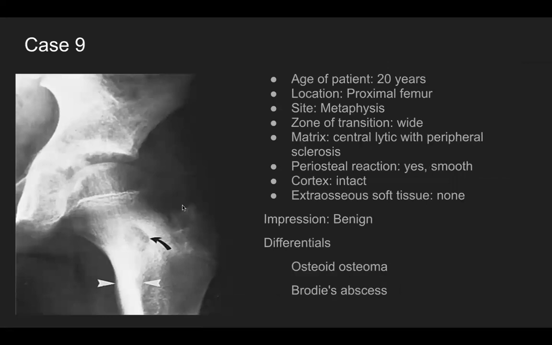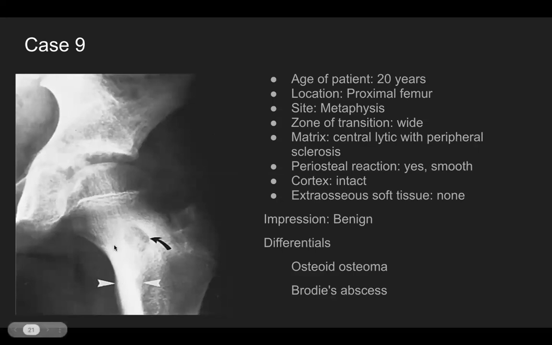Now, this is another case. This is a 20-year-old male with a lesion in the proximal femur metaphysis. We see a lytic tumor with maybe some nidus inside, and there is a wide zone of transition, and there is so much sclerosis outside. So we do not know till where this sclerosis is ending. Therefore, this tumor has a wide zone of transition. There is no clear-cut difference between this bone and this bone. But the cortex is intact, and there's no extraosseous soft tissue. There is some sort of smooth periosteal reaction also.